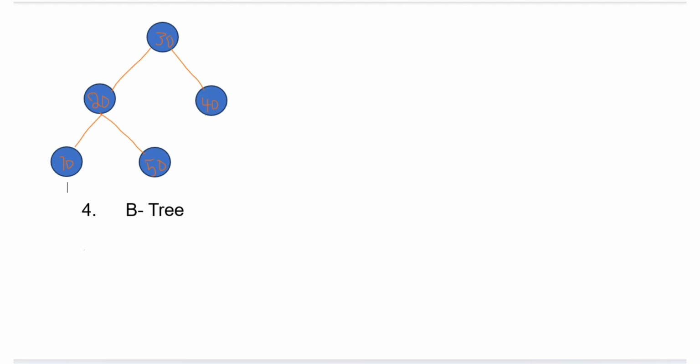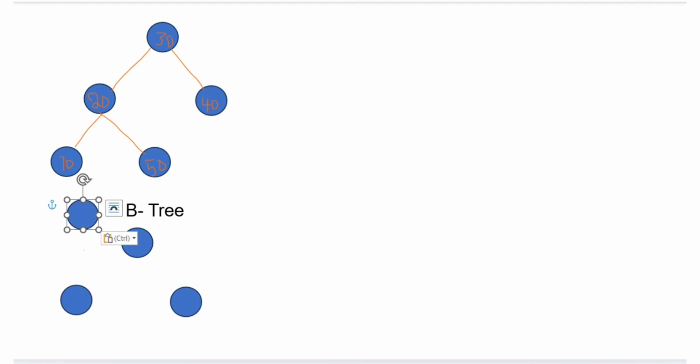The first property is nodes can have multiple keys. Next one is all leaf nodes are at the same depth. Next one is internal nodes are used for indexing and making search, insertion, deletion efficient. This is all about the B tree.